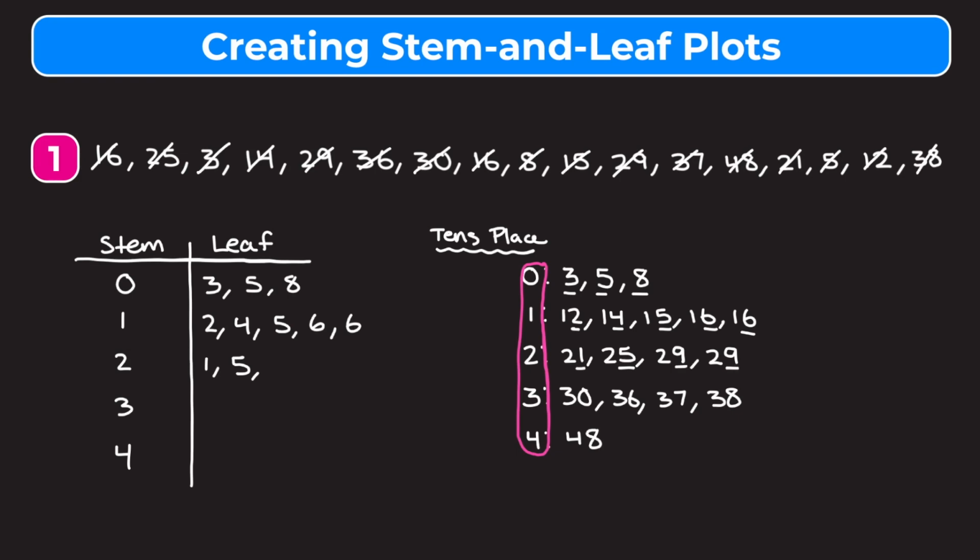29s will be written with 9, so we have 2 9s. So this row represents the numbers 21, 25, 25, 21, 25, 29, 29. Same thing for the 3 tens places.